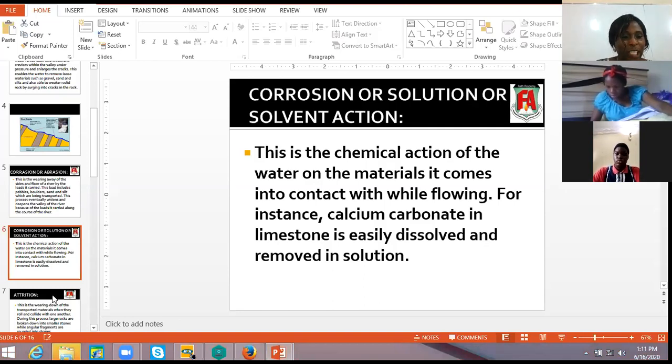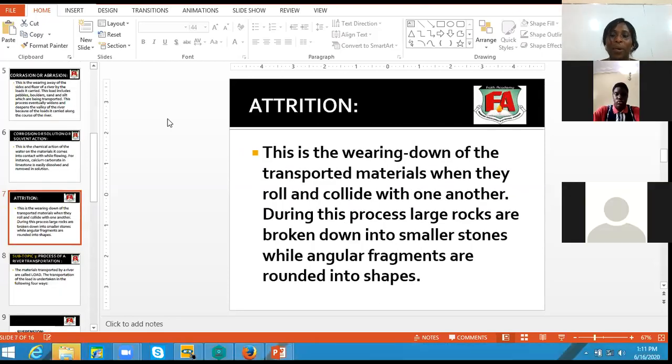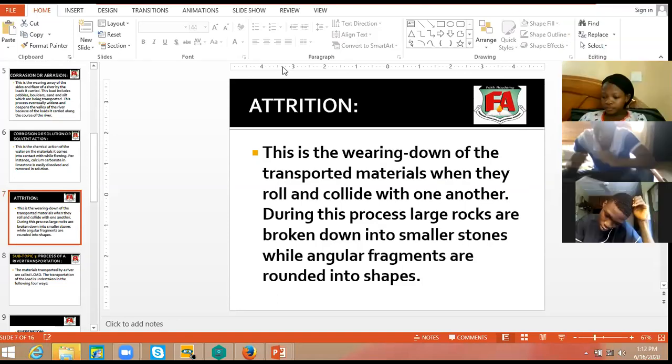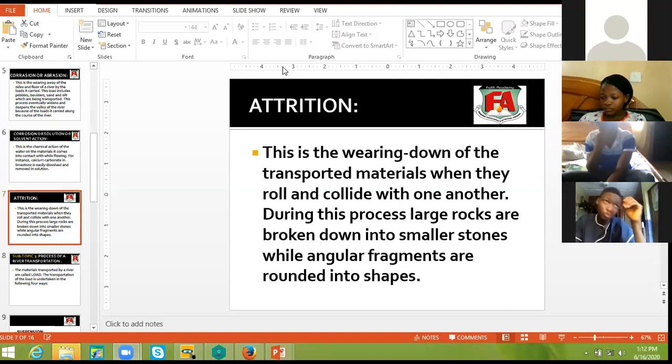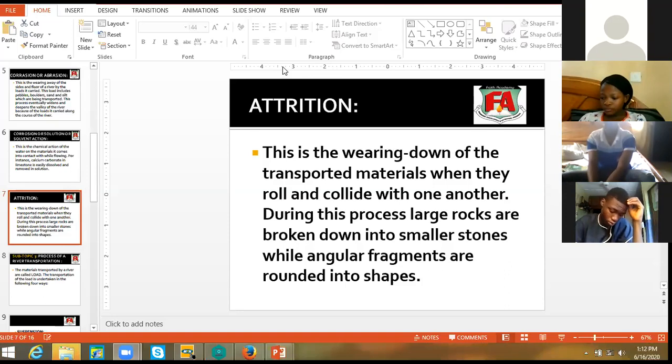The next point we explain has to do with attrition. Attrition has to do with the materials that are being transported as they collide with each other or rub on each other during the process of moving or erosion. Large rocks are broken down into smaller particles as they collide with each other.